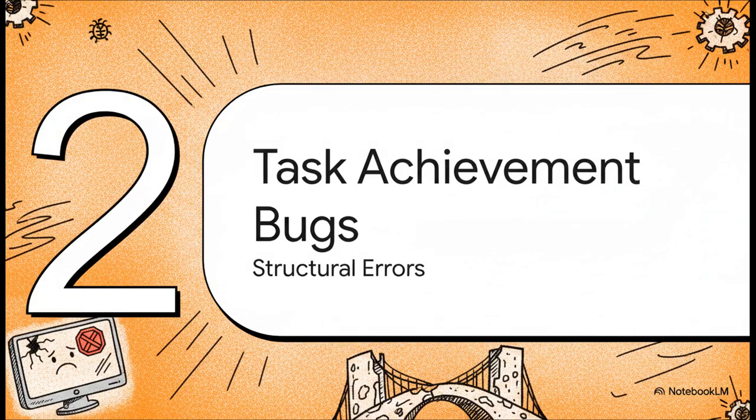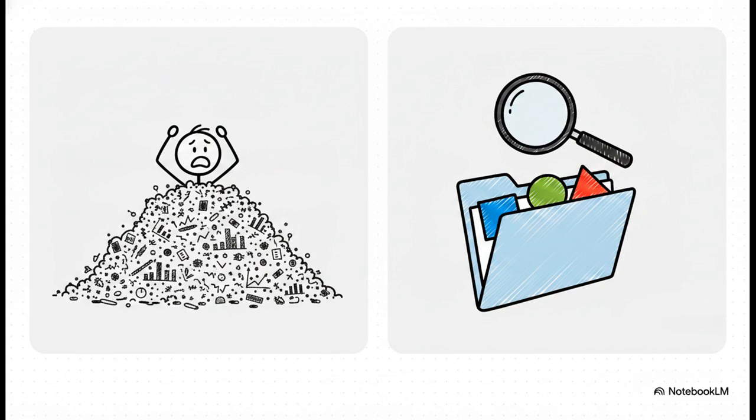Moving right into Section 2, task achievement fatal bugs. These are the structural errors that literally crash your program. All right, bug number 1 is what we call the data dump. This is when you just narrate every single data point in order. Like in 2000, it was 10. In 2005, it increased to 15. Doing this turns you into a human spreadsheet. And trust me, nobody, especially not an IELTS examiner, wants to read a spreadsheet.